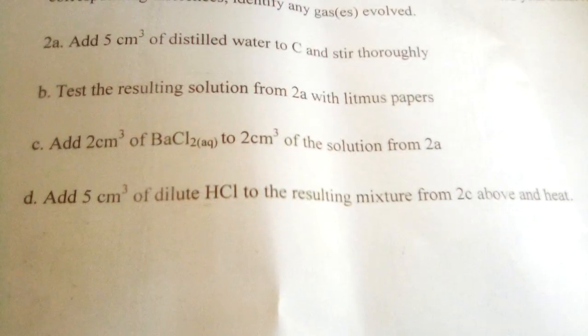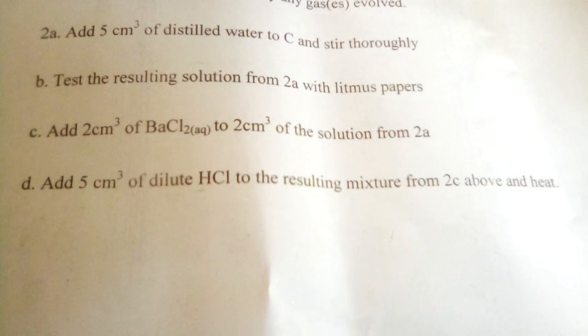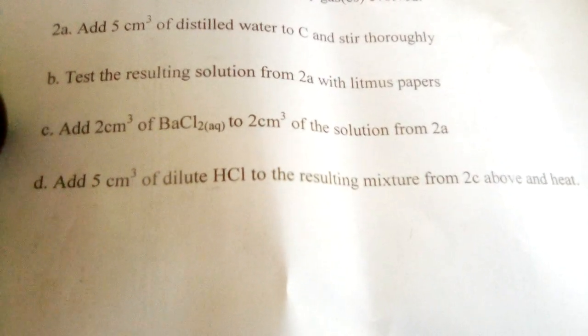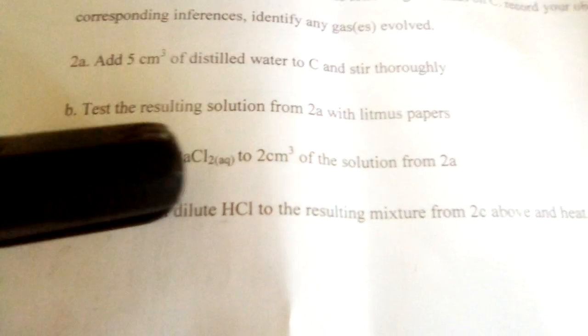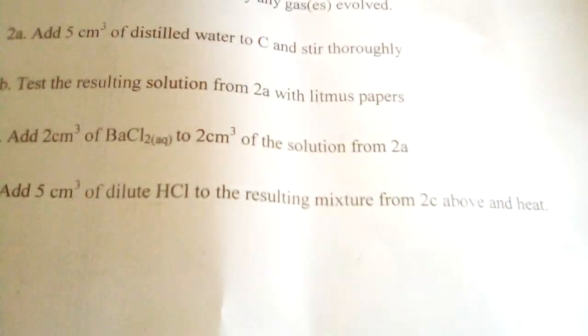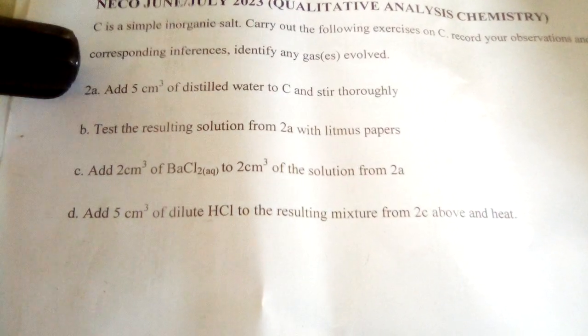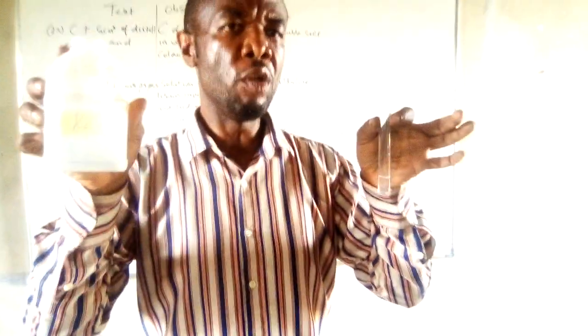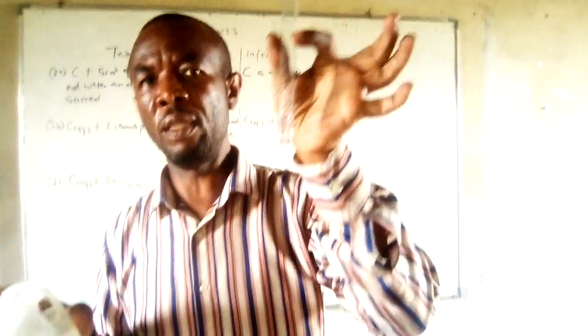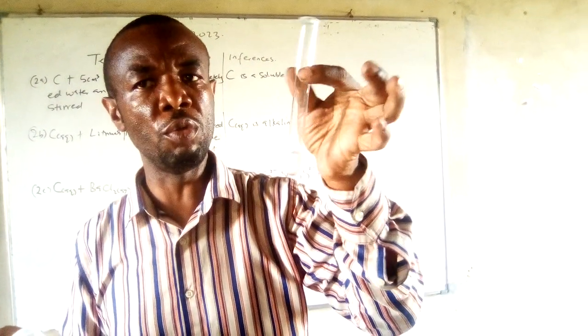Question 2C says, add 2 cm³ of barium chloride to 2 cm³ of solution from 2A. The solution from 2A is the one we added water to, the C aqueous. So let's go to the test now. This is barium chloride, and this is a little amount of C aqueous, the 2 cm³. So I'm adding this chemical into it.